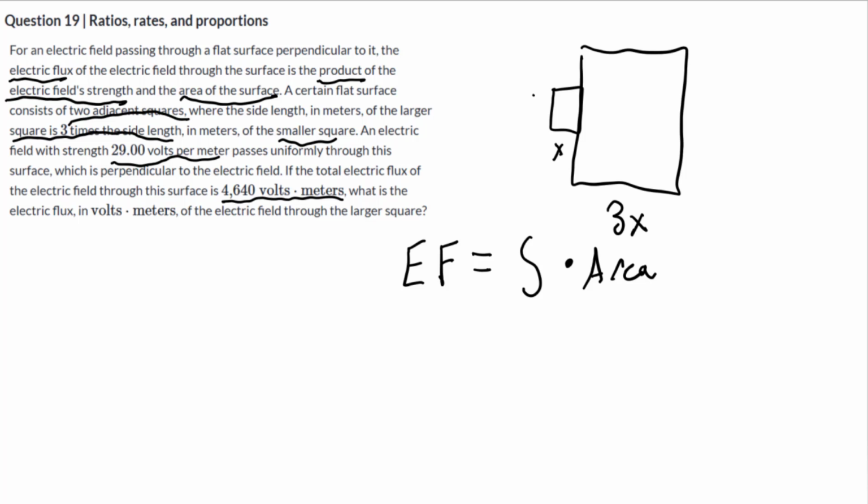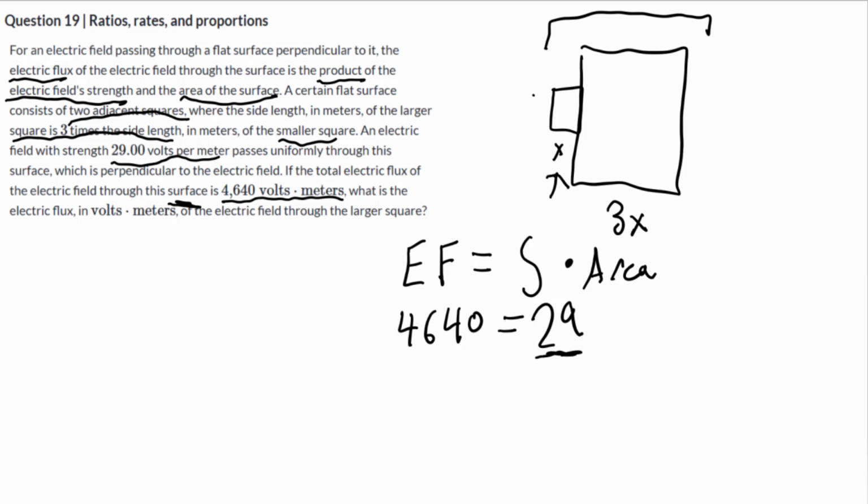So it says the electric flux through this surface is 4,640 volts times meters. So this is basically this whole surface. So it's saying 4,640 is equal to S times area. So basically, we're wondering what the x is. So we can start substituting into this equation to find what x is equal to.